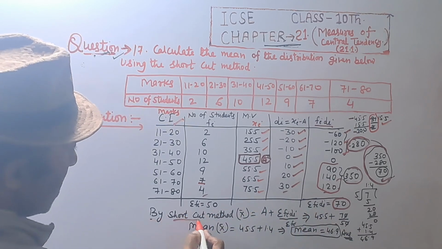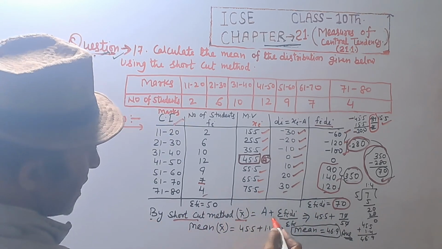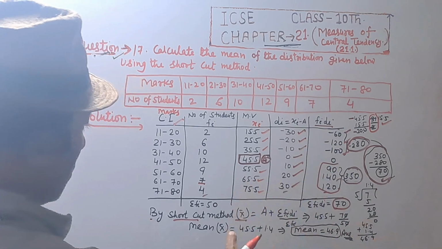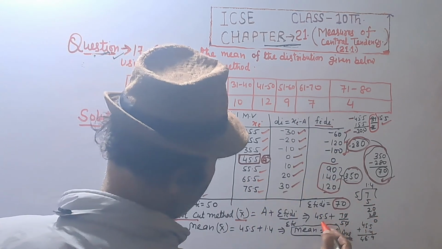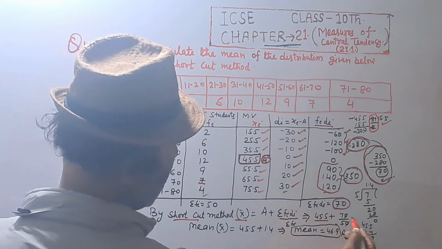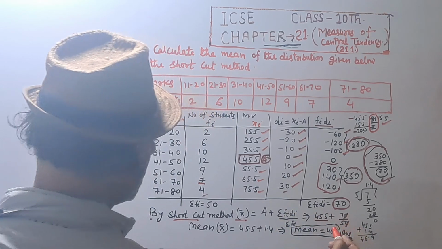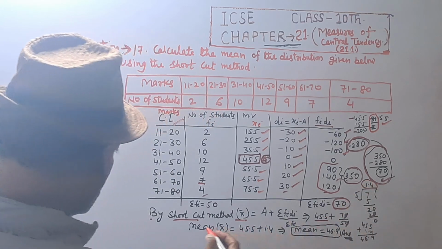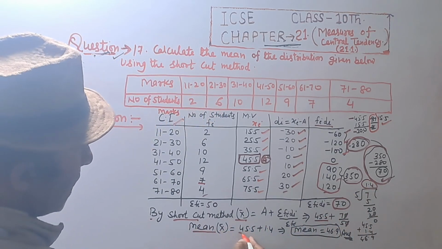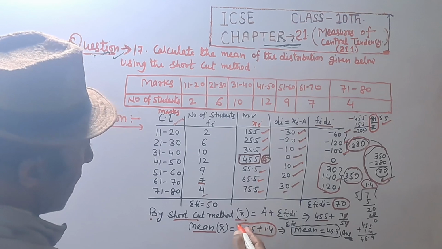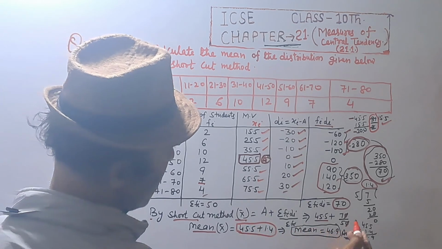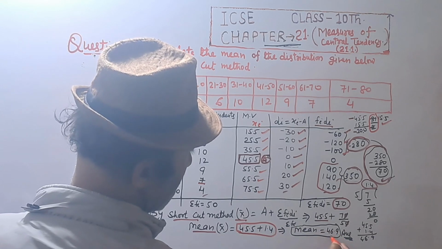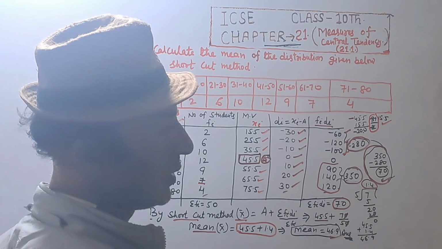And by shortcut method, mean x dash equal to a plus summation fidi upon summation fi. It's the formula, and a is 45.5 plus fidi is 70 upon 50. 0, 0 is cancelled and 7 divided by 5, that is 1.4. So mean equal to 45.5 plus 1.4, that is equal to 46.9. 46.9 is the answer. Thank you.